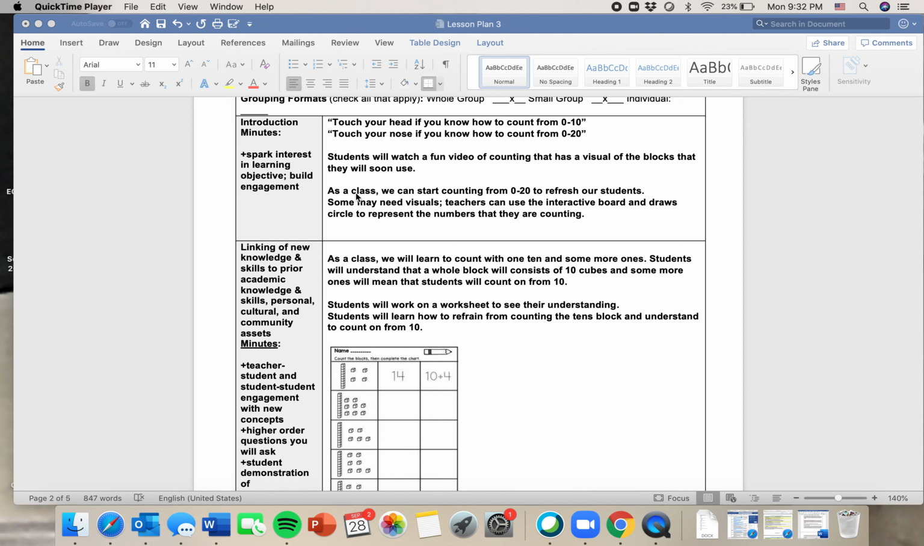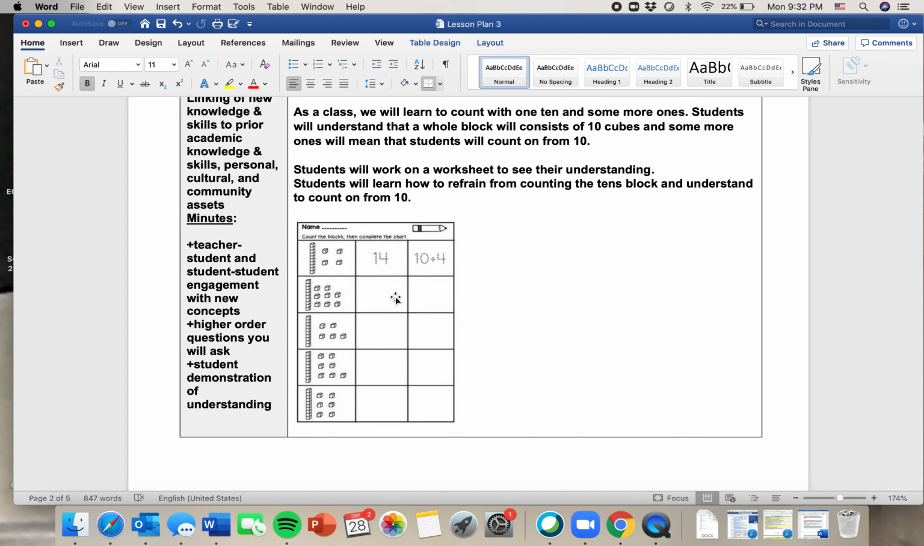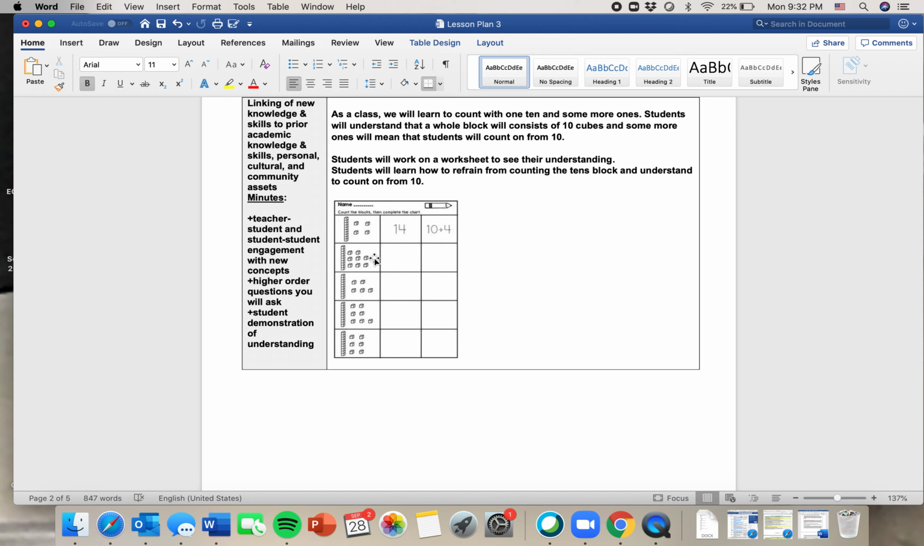And then as a class, they can start counting together to refresh other students. And as a class, right here, this is when students start to engage. They'll learn how to count with tens and some ones. Students will understand that a whole block will consist of 10 cubes and some more ones. And this is a worksheet that I think will be helpful for students to learn and use.